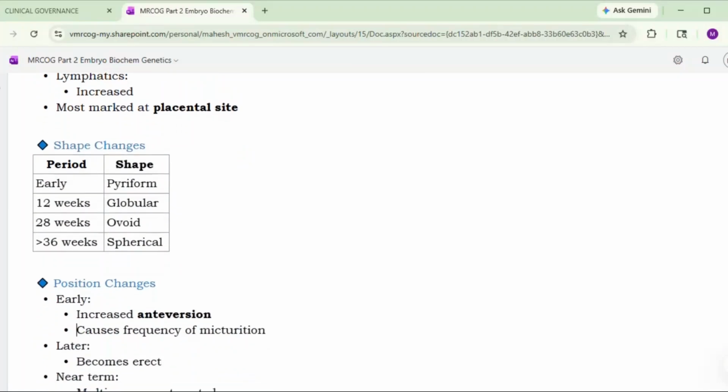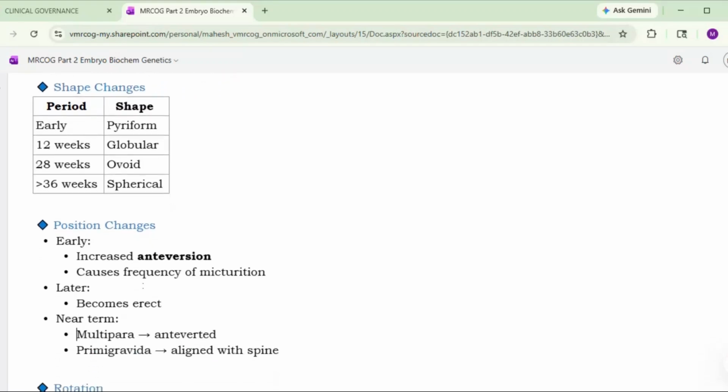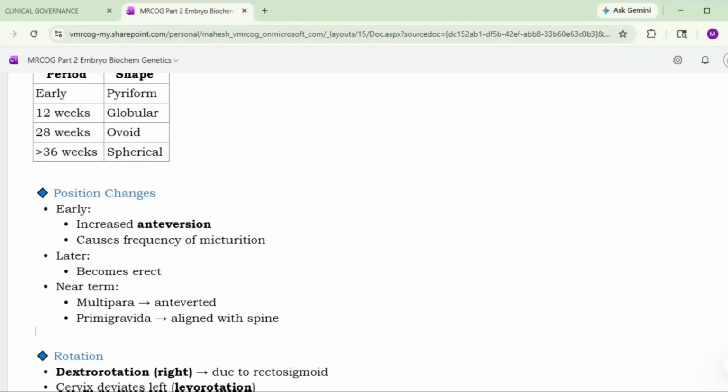So what about the shape of the uterus? In early pregnancy, it is pyriform in shape. By around 12 weeks, it is globular. By around 28 weeks, it is ovoid. After 36 weeks, it is spherical in shape. The position of the uterus also changes. Normally, we know that the uterus is anteverted and anteflexed. In early pregnancy, there is increased anteversion that causes increased frequency of micturition.